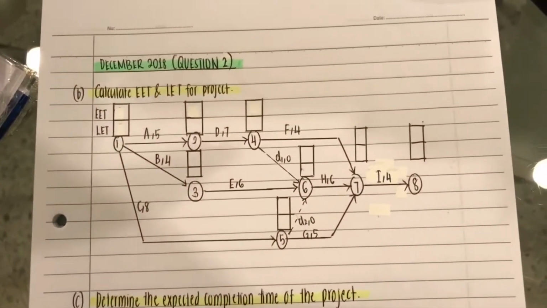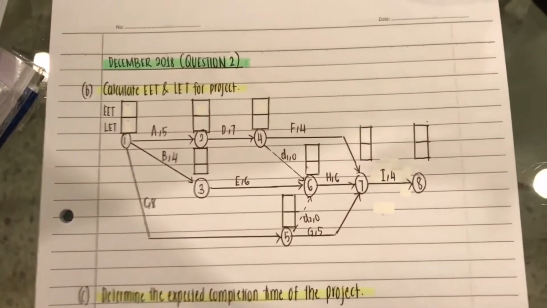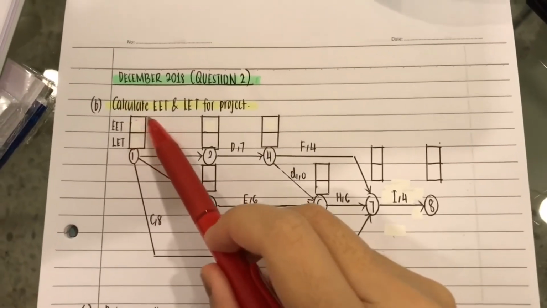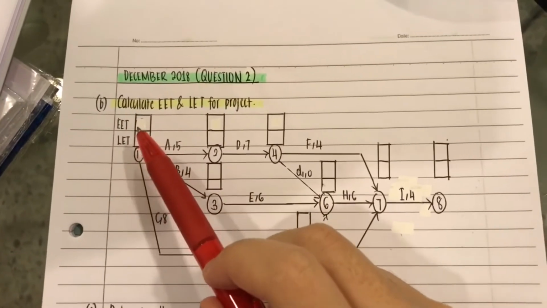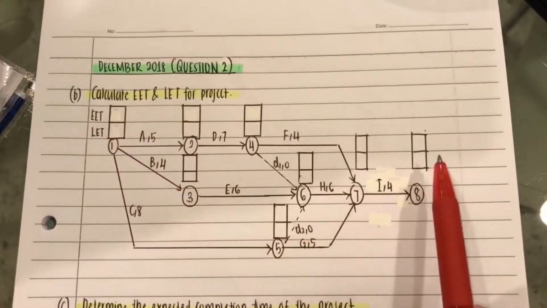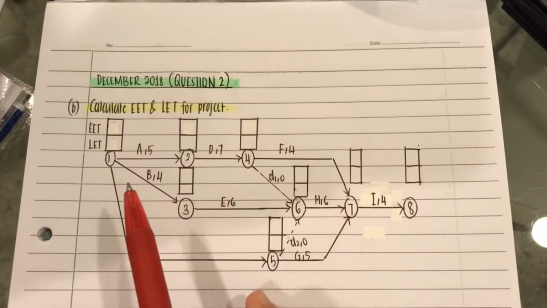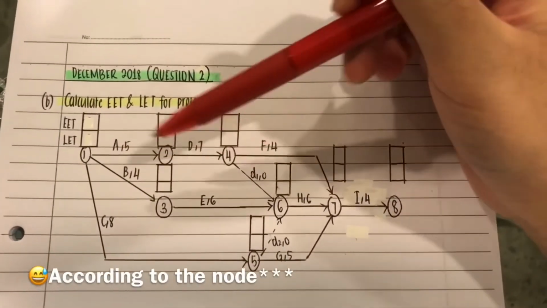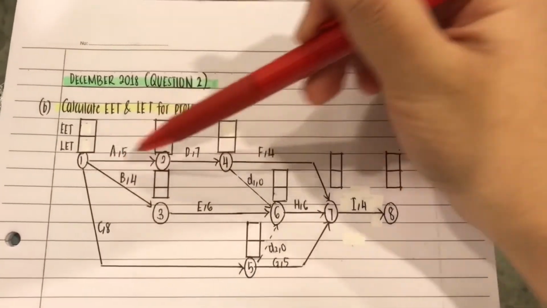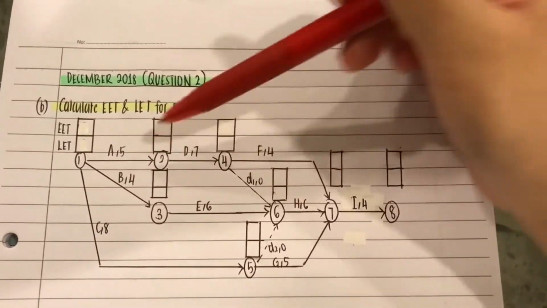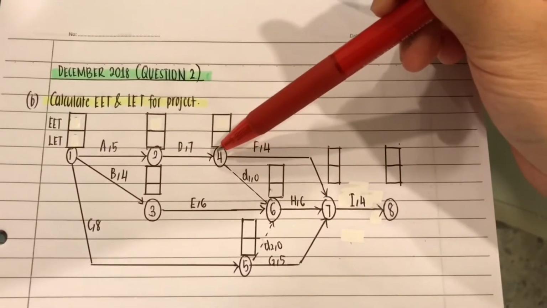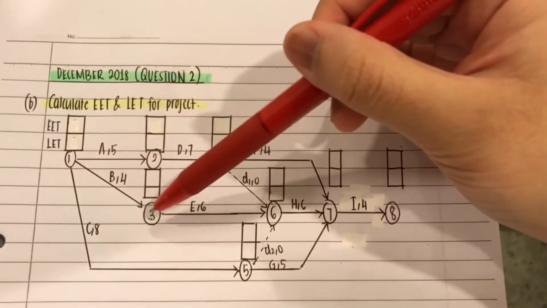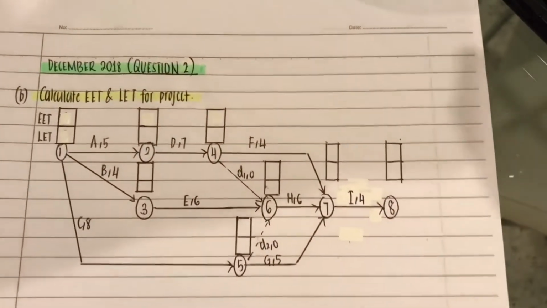So now I will be explaining how to calculate EET and LET for the project. So EET represents the box at the top and LET represents the box at the bottom. EET will be your forward pass and LET will be your backward pass. So we're going to answer this according to the workstation, so you can't jump, let's say here, you can't go from immediately 1, 2, 4, 6. You have to do 1, 2, 3, 4, 5, 6, 7, 8.